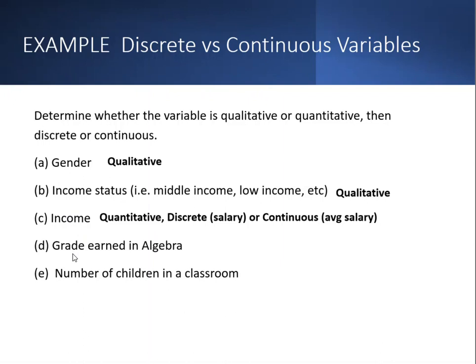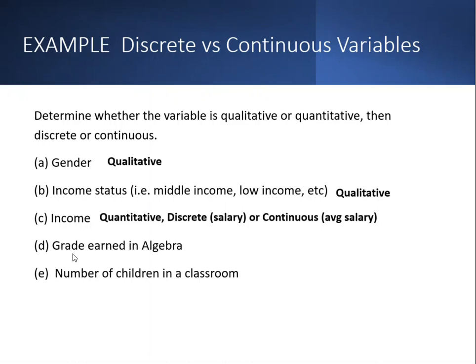How about grade earned in an algebra class? Well, once again, if I'm only looking at this phrase, it makes it a little difficult. Sometimes if we're cherry picking a variable, it's a little hard to identify whether we're talking discrete or continuous, whether we're talking qualitative, quantitative, if we're only looking at a phrase. This is where context clues might give us more information. But let's just look on the face of this as a grade earned in algebra.